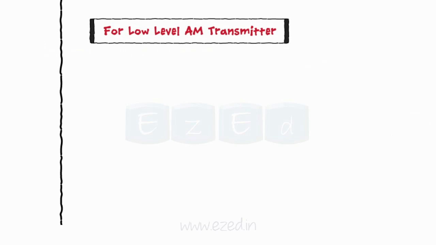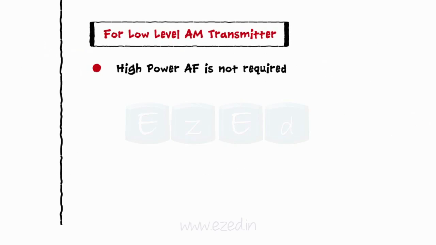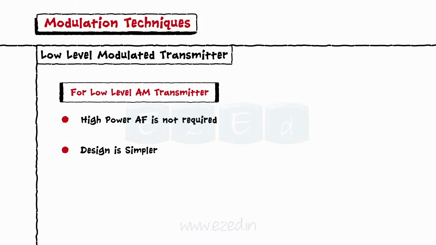For low-level transmitter, high power AF is not required for the modulated signal. Thus, its design is much simpler than the higher level transmitter.